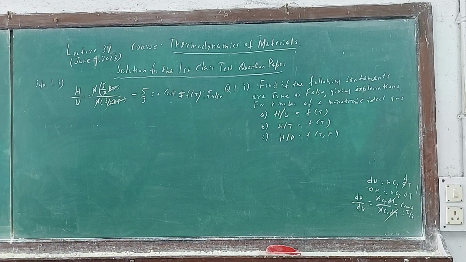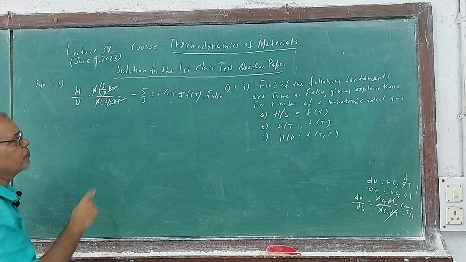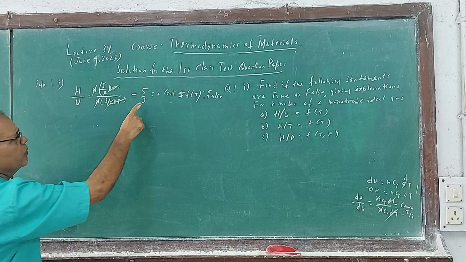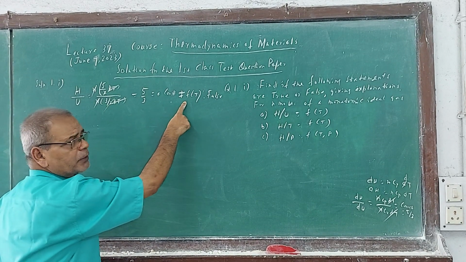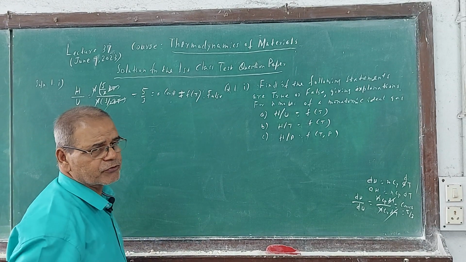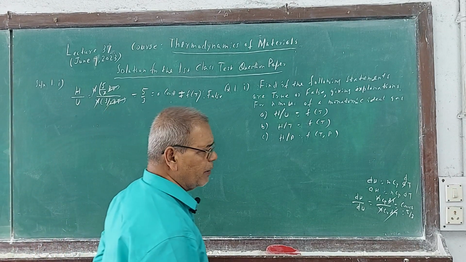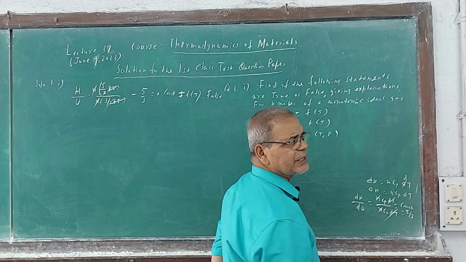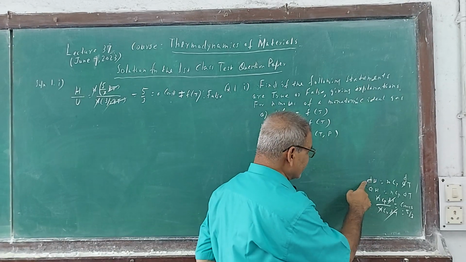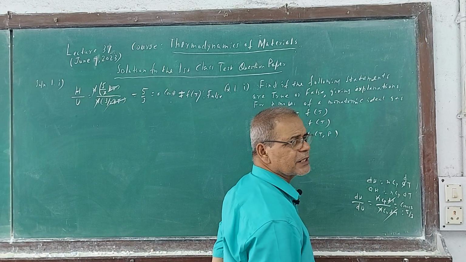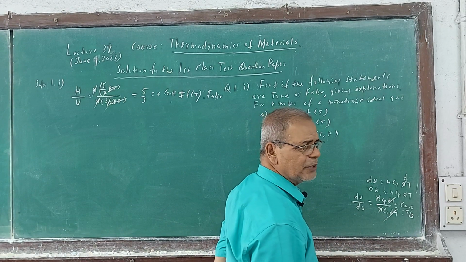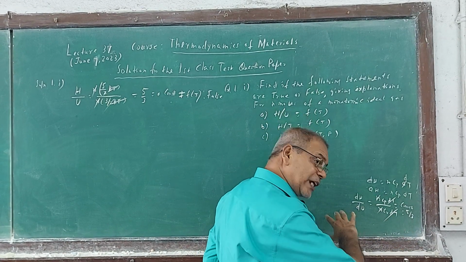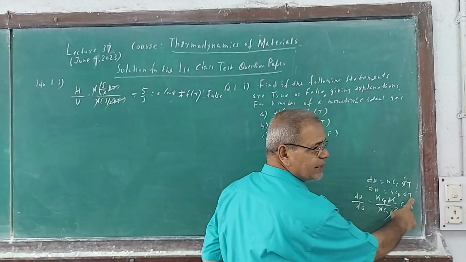So the answer is, for H by U, for n moles, n 5 by 2 RT over n 3 by 2 RT, giving you 5 by 3, which is a constant, not a function of temperature, hence false. And sometimes you have made some mistakes, I have noted. You have written dH is nCp delta T. What is this? This is differential, this is an integrated expression. A differential expression cannot be equated to an integrated one. It is dH equals nCp dT, or alternatively, integrating both sides, delta H equals nCp delta T.